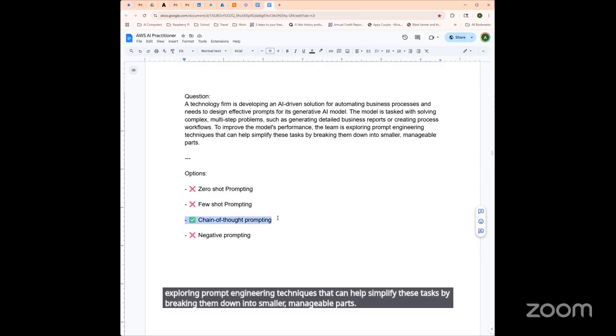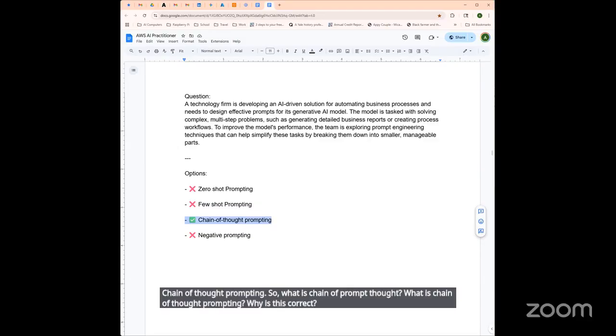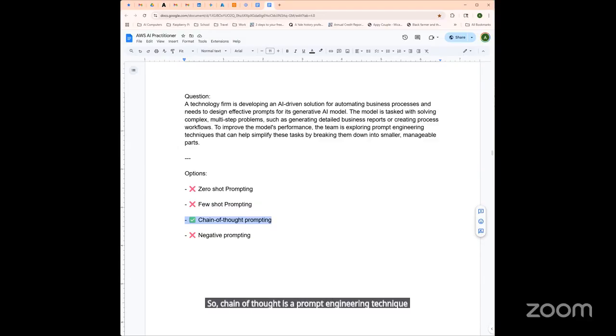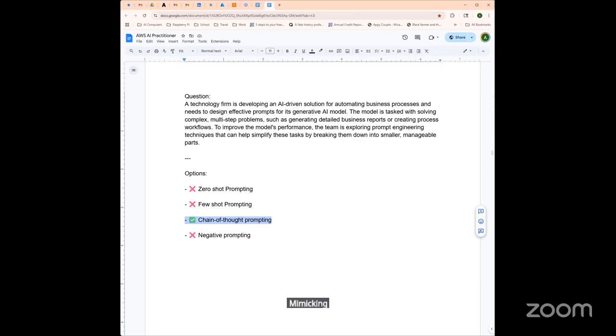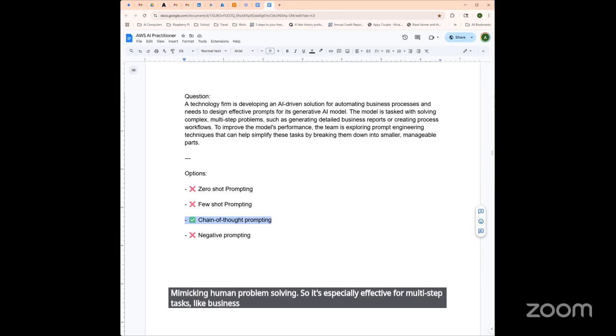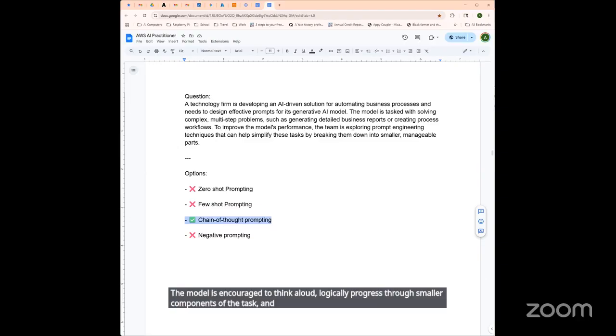Chain of thought prompting. So what is chain of thought prompting? Why is this correct? Chain of thought is a prompt engineering technique that guides a Gen AI model to reason step by step, mimicking human problem solving. It's especially effective for multi-step tasks like business report generation, process automation, or any complex calculations. So instead of giving the answer directly, the model is encouraged to think aloud, logically progress through smaller components of the task, and deliver the outcomes.